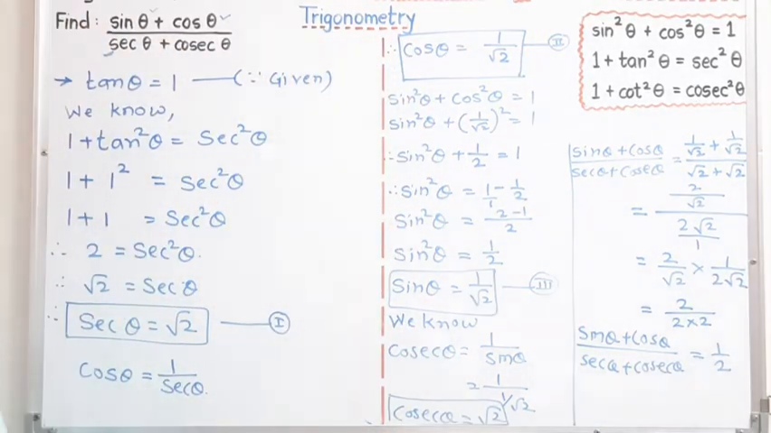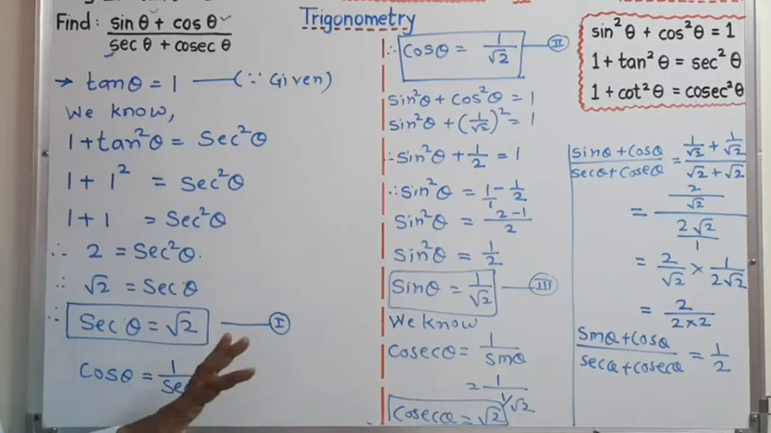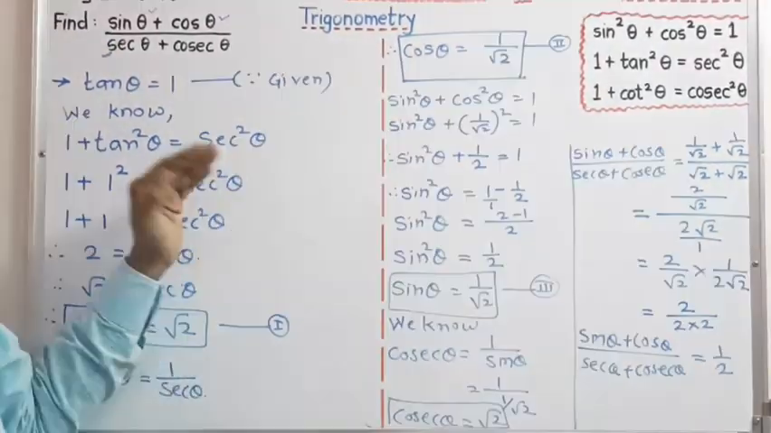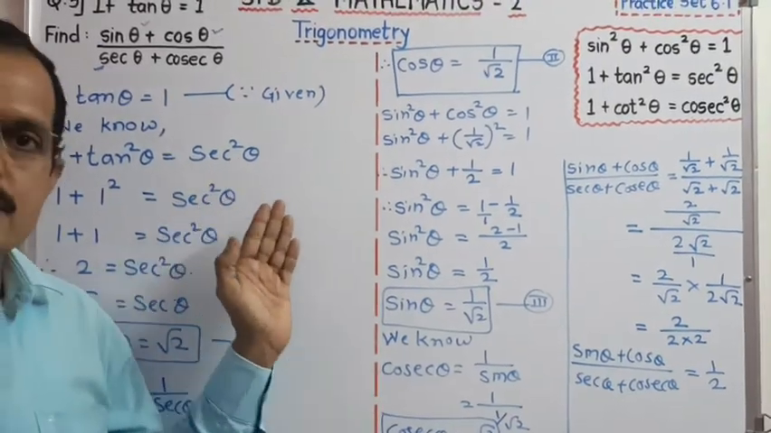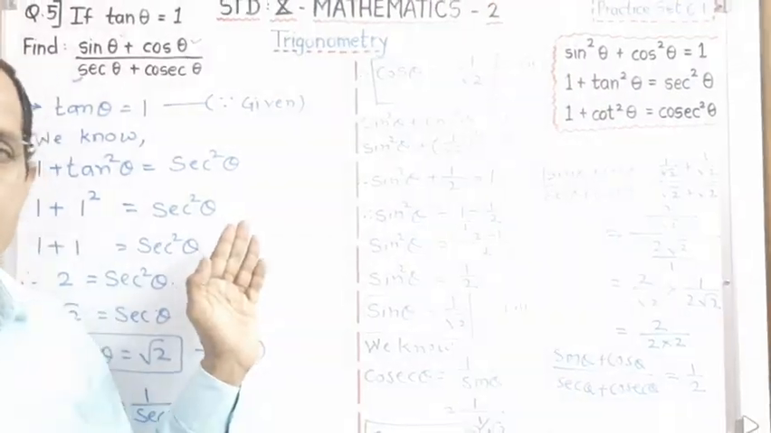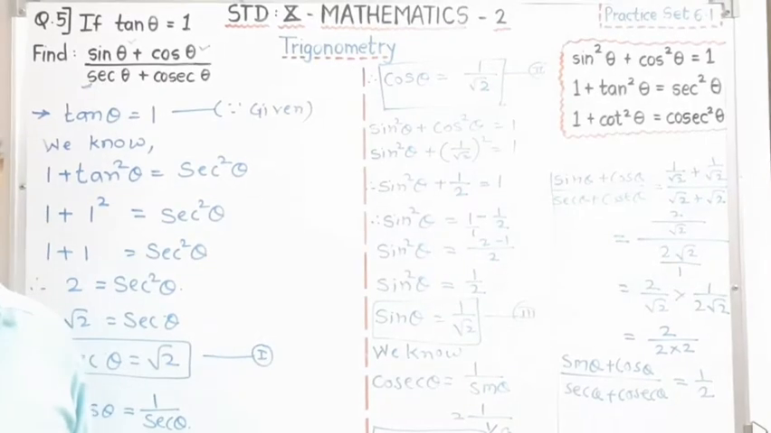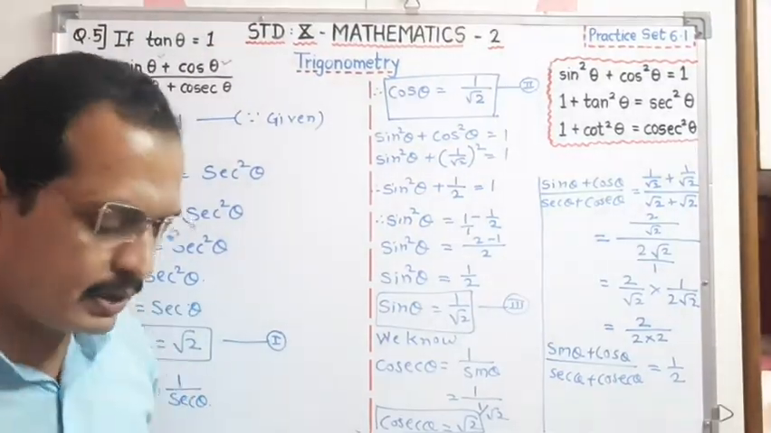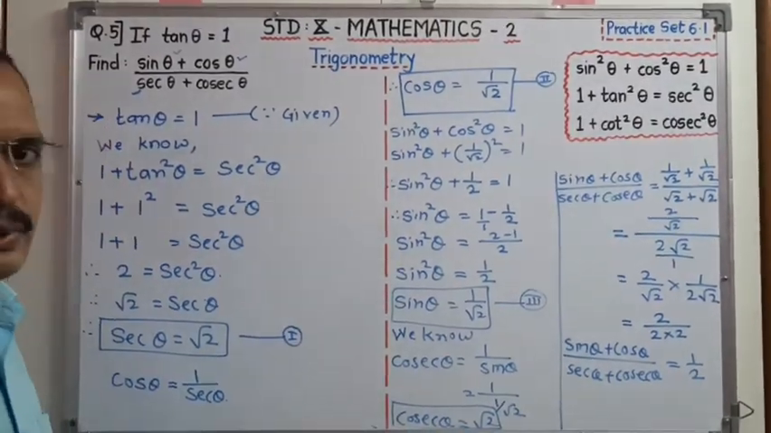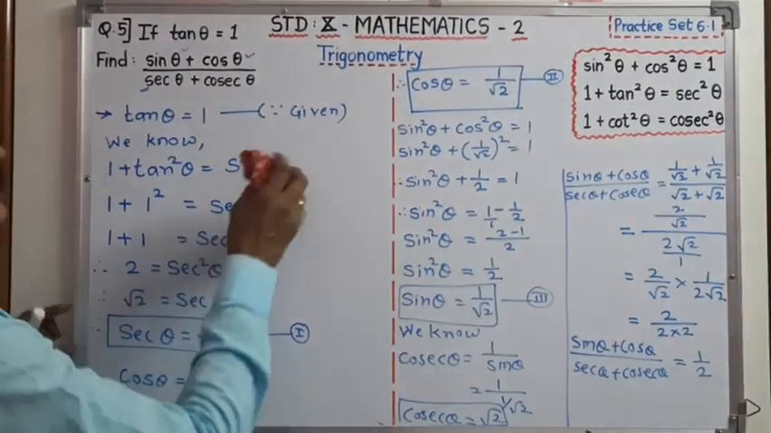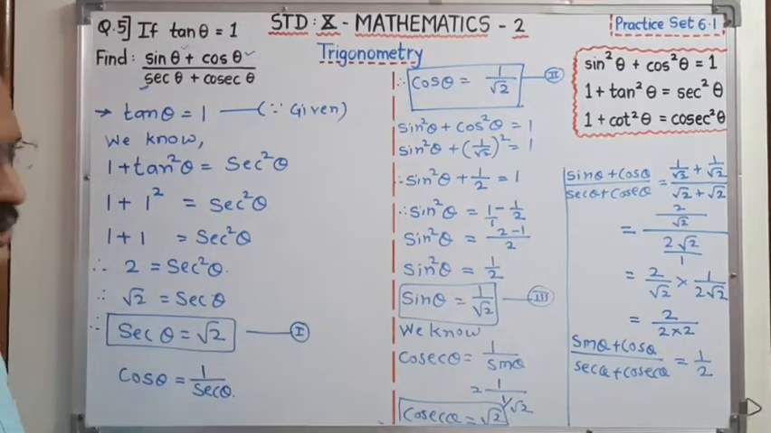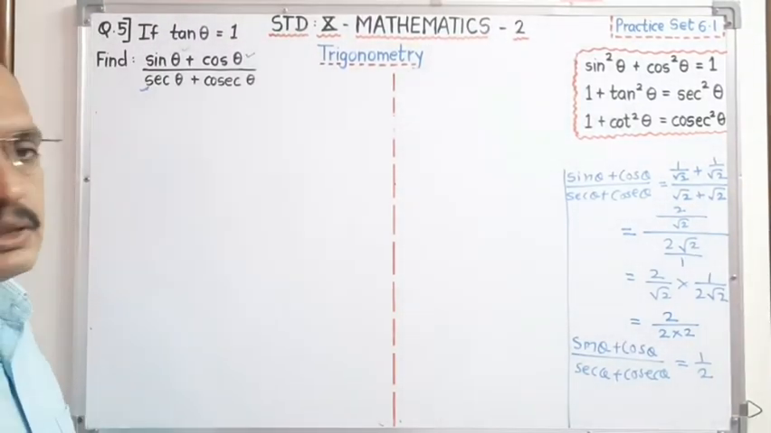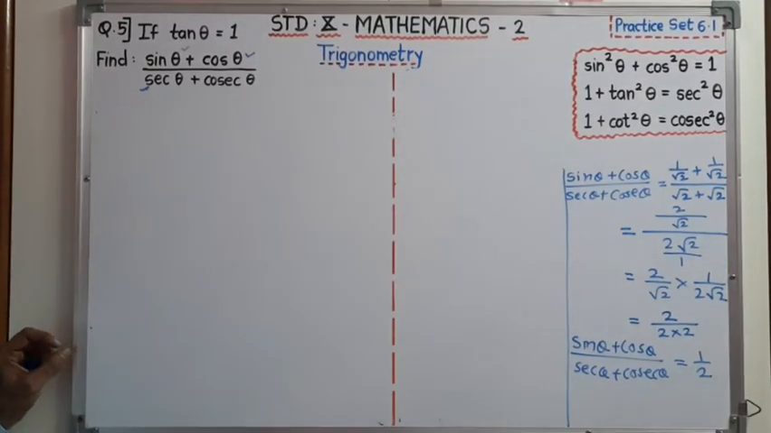Dear student, see, it is simple. If you know this identity and which identity we have to apply, that is important. If you find out that, then it is very easy. Dear student, we can solve this by another method. See, it is very simple. I will show you the second alternative method for this. You write down this in your notebook. See the alternative method, very simple and very easy.